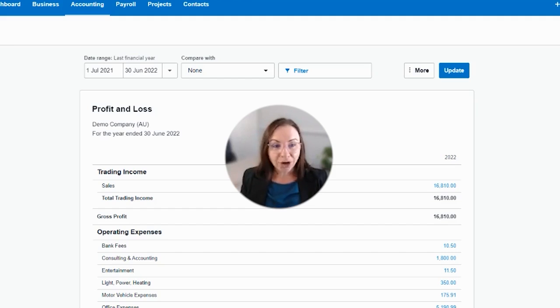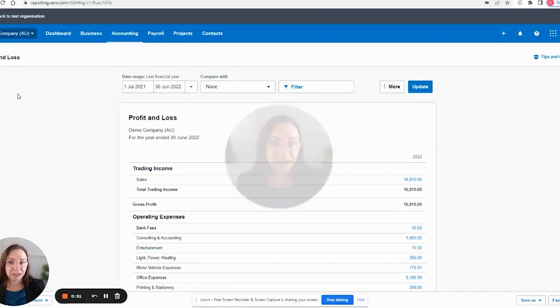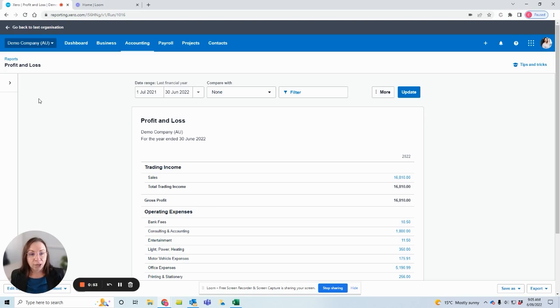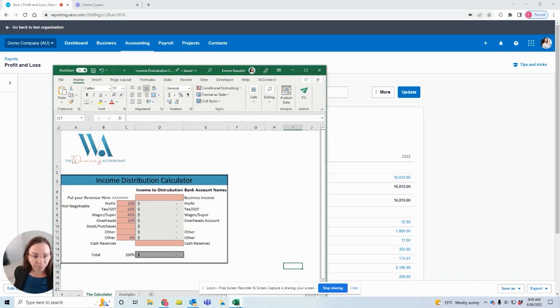So what I want you to do is, if you are using a Xero file, I want you to open up your last year's profit and loss. And I'm a big believer in last year always telling a story about what the potential is for this year. So I'll give you a quick little glance of the calculator.